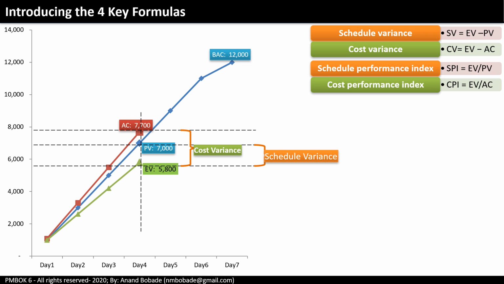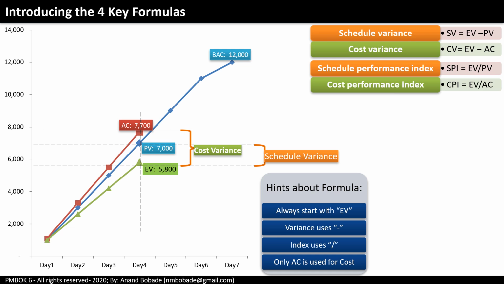Here's a memory trick. Always start with EV. Variance uses subtraction. Index uses division. And for cost formulas, you only bring in AC. Simple, right? Let's crunch the numbers.